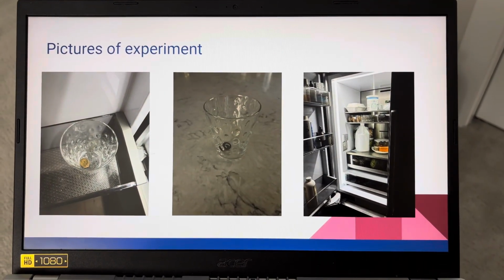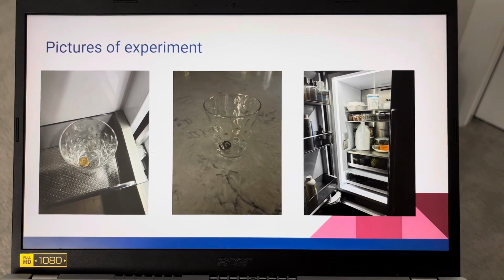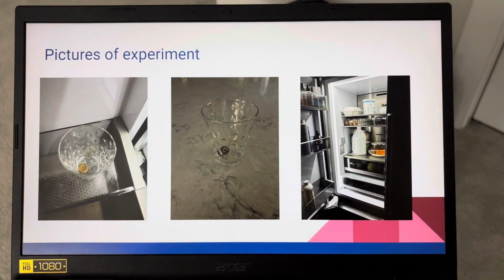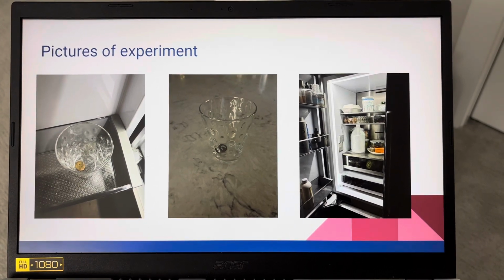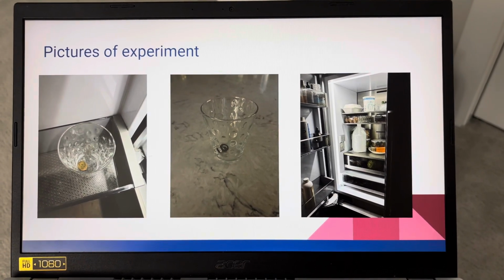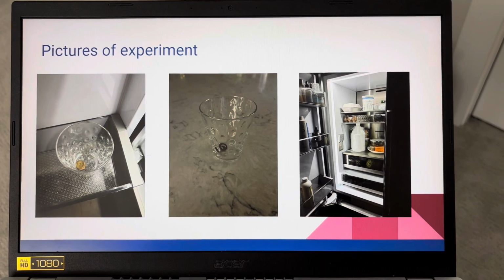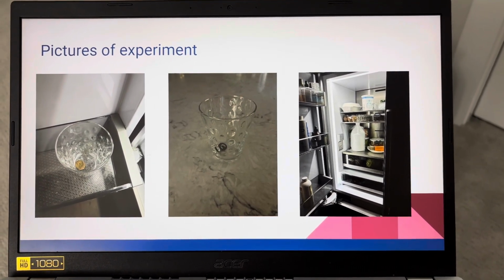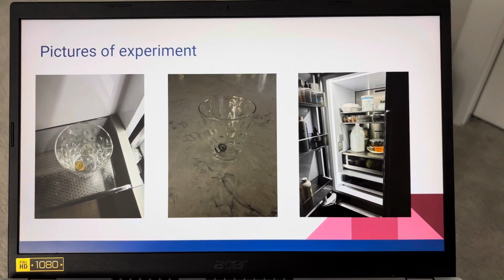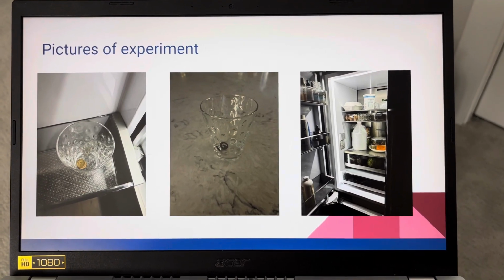These are some pictures to prove that the experiment was conducted. A picture of the glass with the coins in it in the fridge, one outside of it, one picture of the glass outside of the refrigerator, and one picture of the refrigerator itself.